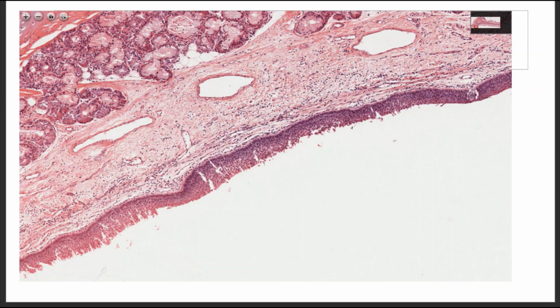Now, this part here, you can see this is squamous epithelium, stratified squamous epithelium. And then underneath it, you've got glands. So this is the false vocal fold. Why? Because you've seen this is the stratified squamous epithelium.